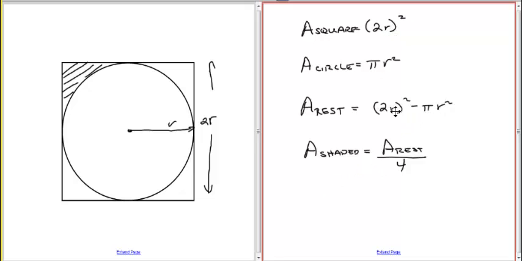So all you really have to do is the final answer, the shaded area, is equal to 4r squared minus pi r squared, divided by 4. What I did is I squared this. 2 squared is 4, r squared is r squared, minus pi r squared. I think the answer was, what they did is they factored out an r squared. So you get r squared times 4 minus pi over 4. So that's your shaded area.